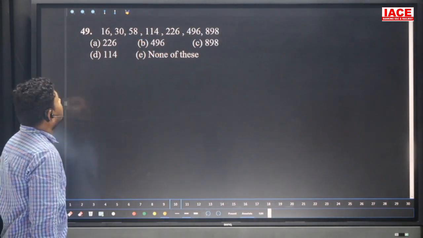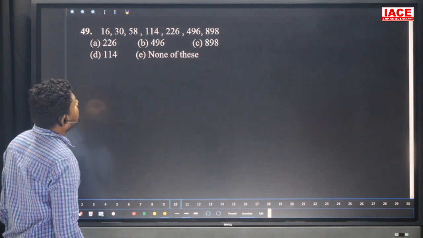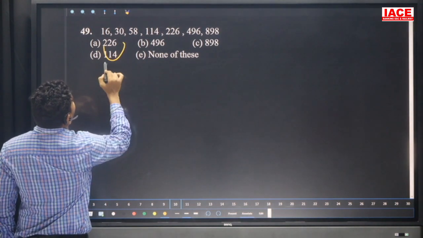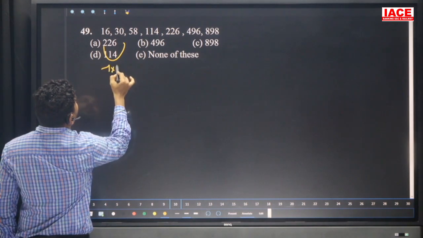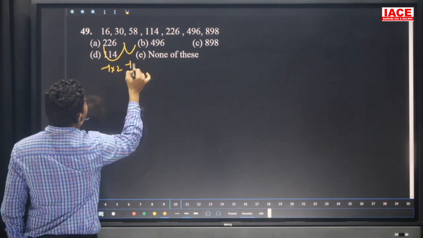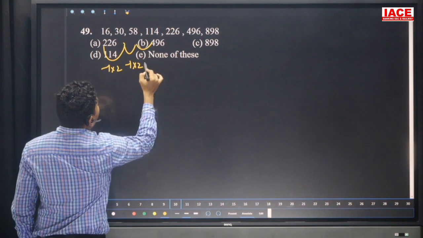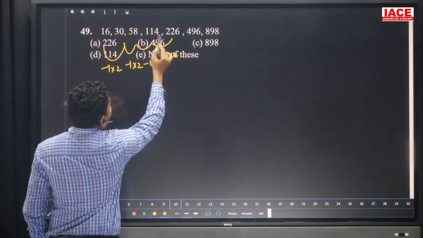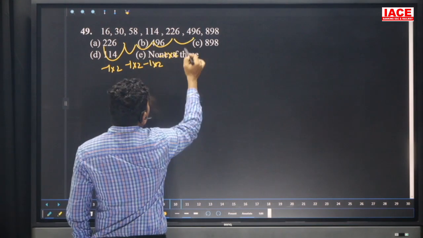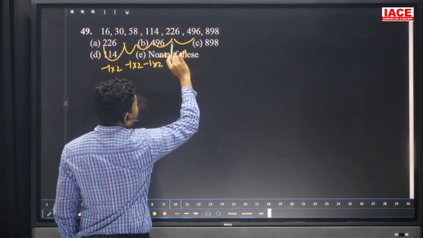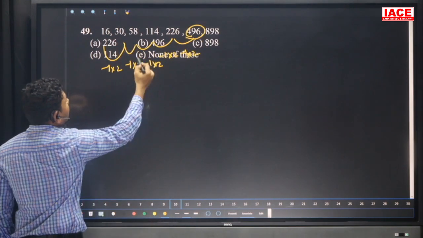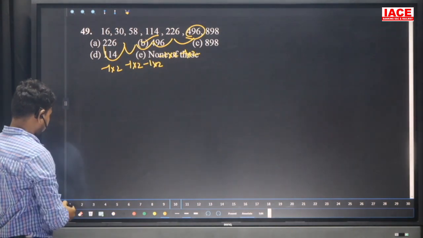Next 16, 30, 58, 114, 226, 496 and 898. Here 16, here minus 1 into 2, here minus 1 into 2, here also minus 1 into 2, here also minus 1 into 2. 113 into 2 is 226, and here minus 1 is 225 into 2 value, which is not equal to 496. Our option is B. B is the wrong number.